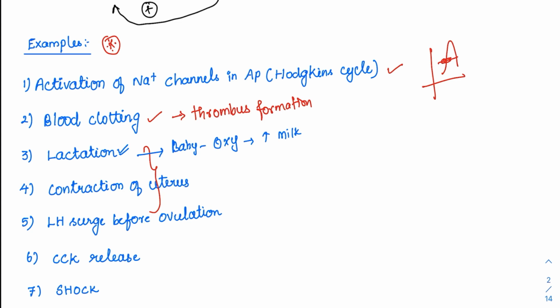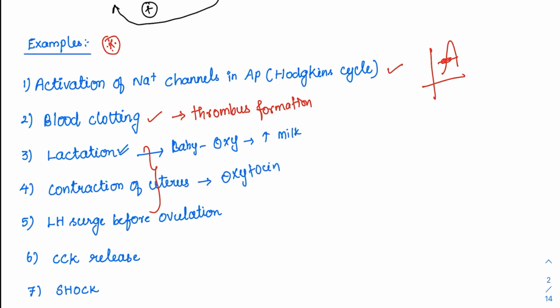Then contraction of the uterus. Obviously, we want a positive feedback because whenever the baby is about to be delivered, parturition is happening. The oxytocin starts contracting the uterus. If it is a negative feedback, what will happen? It will stop the contraction, which we don't want. We want more and more contraction to happen so that the baby can be expelled out. So this contraction of the uterus by oxytocin is also a positive feedback.